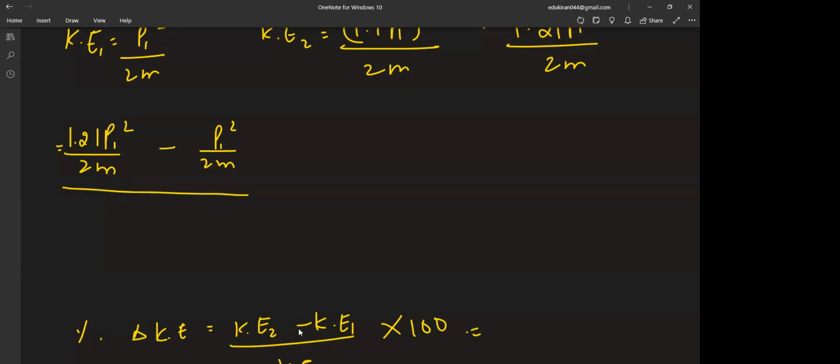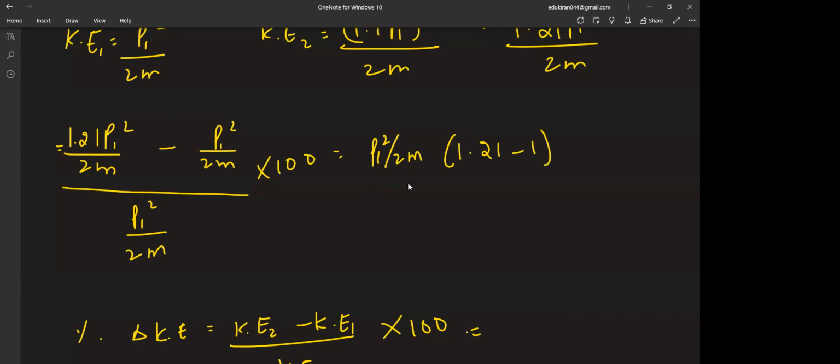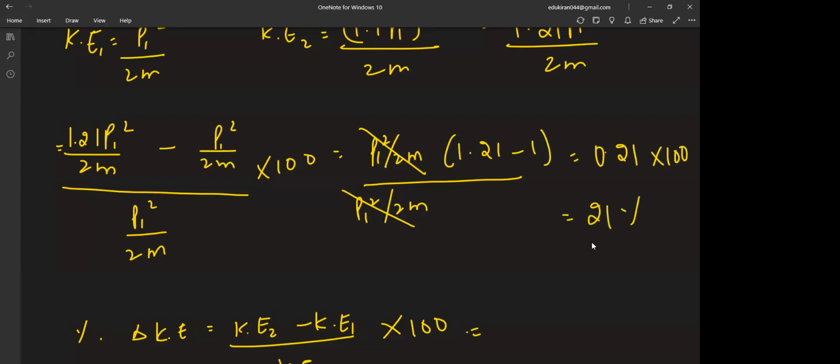So final K2 minus initial, divided by initial K1. This is how you calculate percentage change, your normal formula where any quantity is given. This is not just limited to the kinetic energy. So this is P1 square divided by 2m into 100, right? Till here, is it clear? Yes, ma'am. Okay. Now see, I can take P1 square by 2m common from here. I am left with 1.21 minus 1 divided by what I have kept here, P1 square by 2m. This cancels, this cancels. What am I left with? 1.21 minus 1, that is 0.21, into 100 for percentage change. So percentage change is 21%. Now clear? Yes, ma'am.